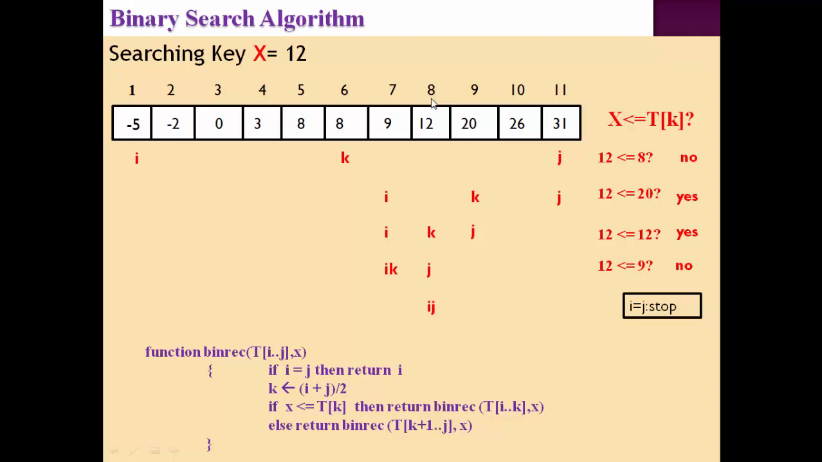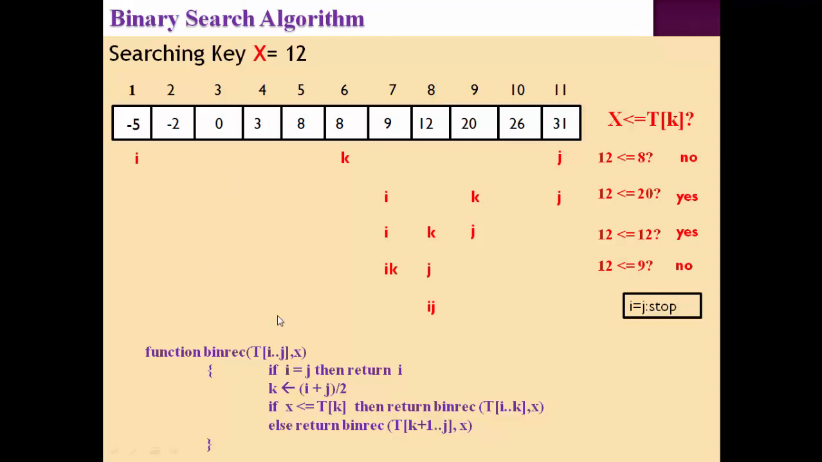This is all about the binary search algorithm. Every time we have to ignore one part, either the left part or the right part, so we can save maximum time, and the time complexity of this algorithm is order of log n. It is far better as compared to our sequential search algorithm.